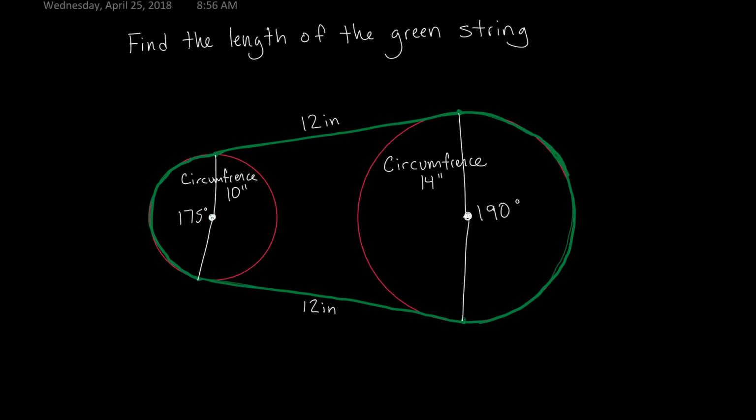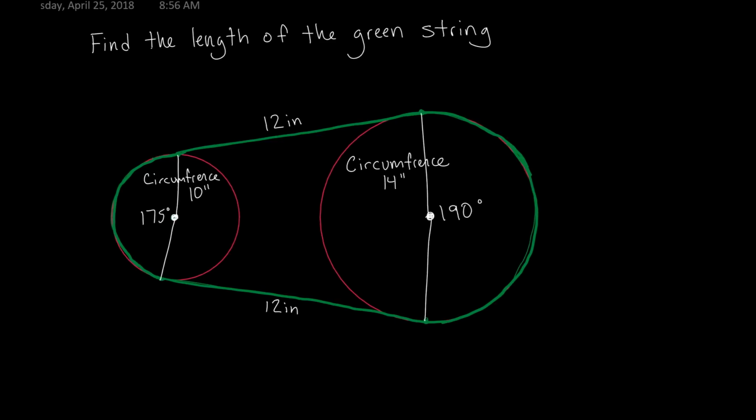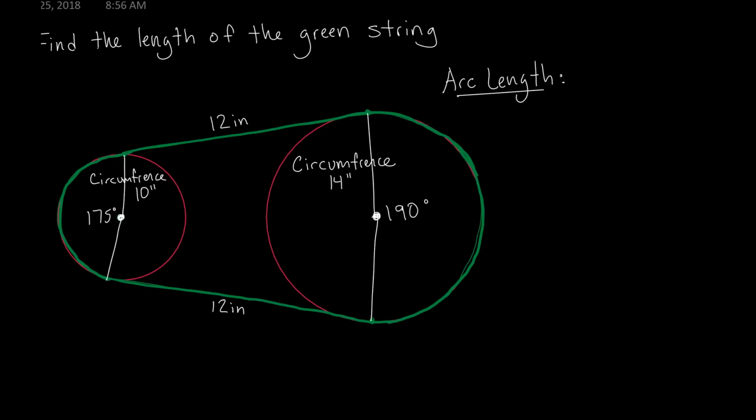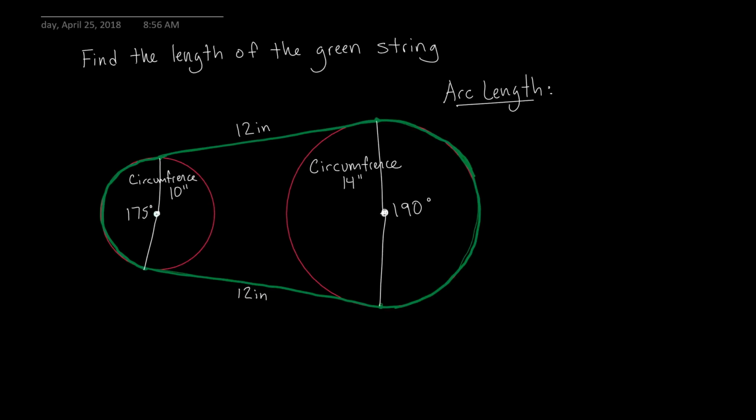We're missing two arc lengths here, the one on the left circle and the one on the right circle. How do we find arc length? In your notes, what does it say for finding arc length? What is the proportion? X over 2 pi r equals angle over 360.